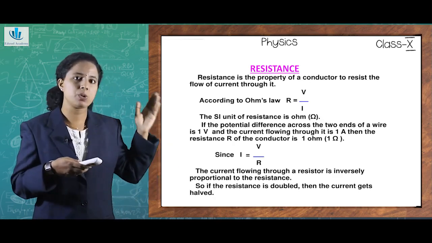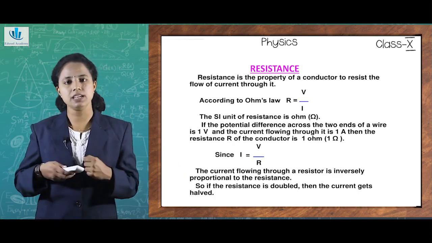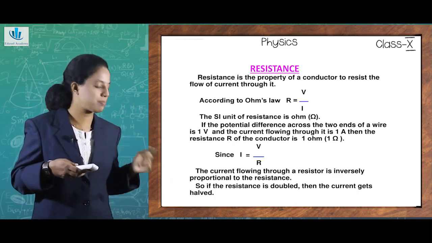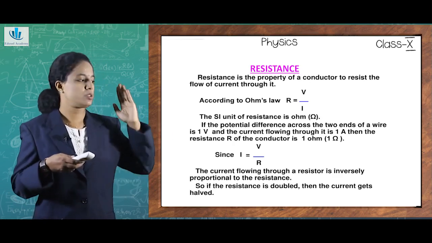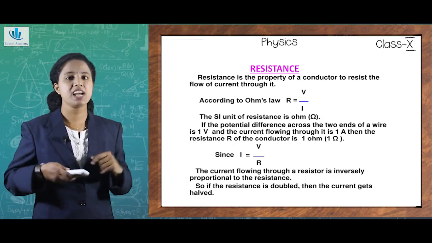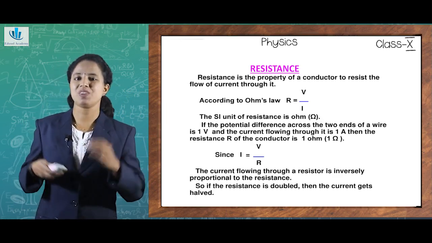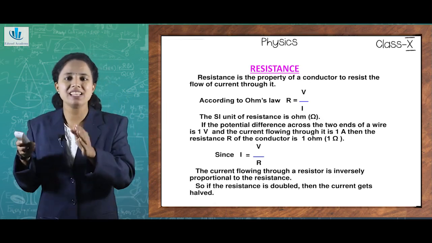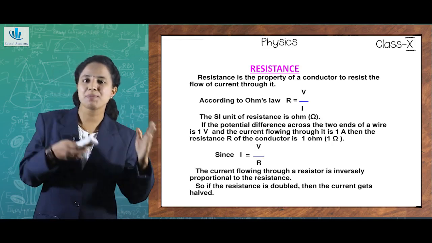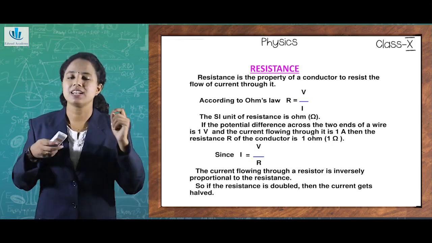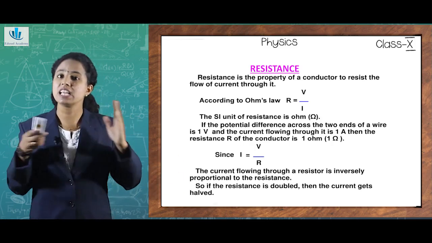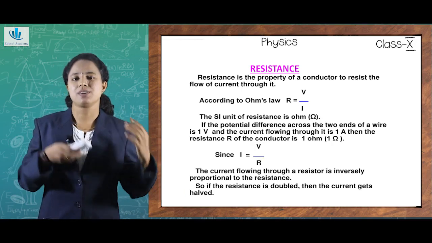Since I equals V by R, the current flowing through a resistor is inversely proportional to resistance. So R and I are inversely proportional. We have already seen that I is directly proportional to V, isn't it? Current flowing is directly proportional to the potential difference. And how are resistance and current connected? I is inversely proportional to resistance.